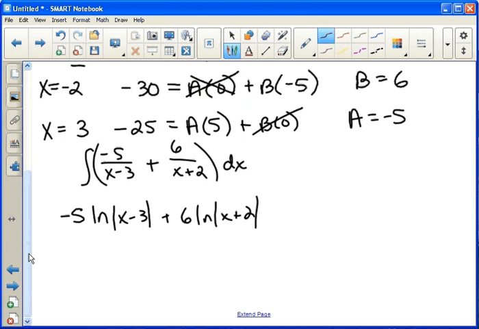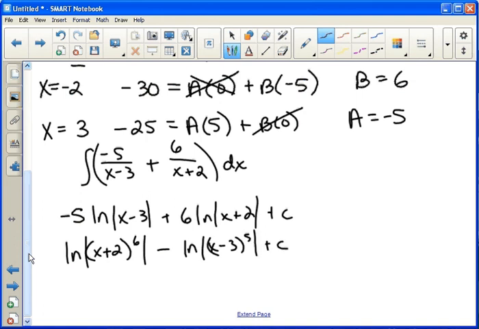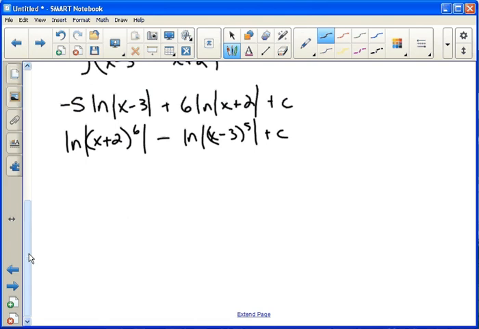Okay, now remember you can move. I'm going to switch the order here, and I'm also going to move those coefficients up as exponents. Try this again. Sorry, natural log of x plus 2 to the 6th minus natural log of x minus 3 to the 5th. And when we subtract, that would be dividing, so I would get natural log of x plus 2 to the 6th over x minus 3 to the 5th.